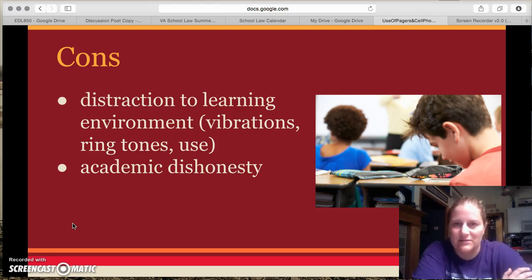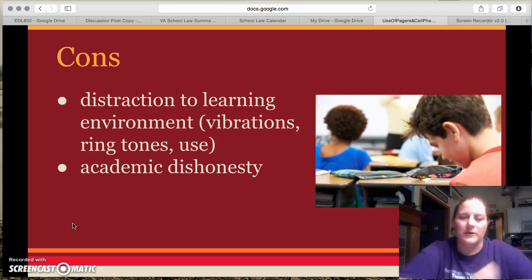Also, academic dishonesty. Students could use a cell phone to take pictures of exams and pass it on to their friends, or look at stuff up on the internet when they're not supposed to be on a test or an assignment, or take pictures, use a calculator when they're not supposed to, or a certain type of calculator, or a certain app or whatnot. So there are ways that it's not so beneficial in the classroom as well.